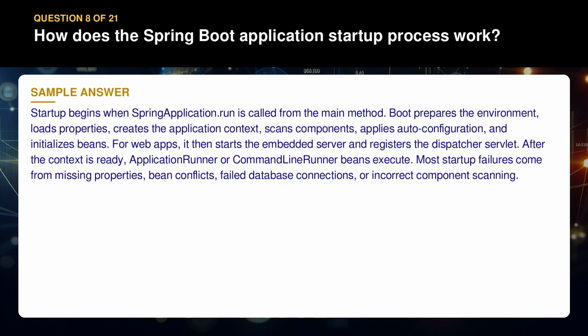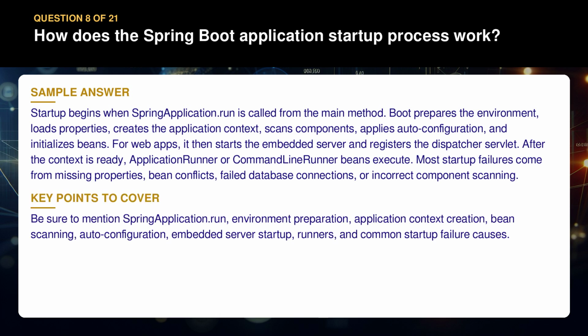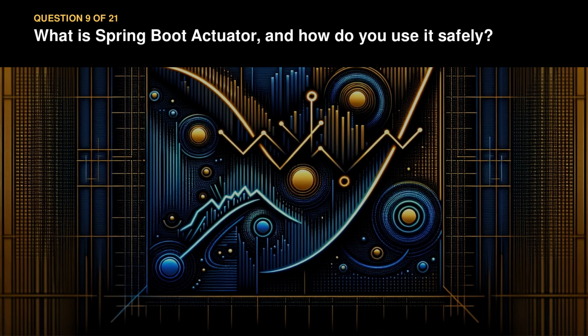After the context is ready, ApplicationRunner or CommandLineRunner beans execute. Most startup failures come from missing properties, bean conflicts, failed database connections, or incorrect component scanning. Be sure to mention SpringApplication.run, environment preparation, application context creation, bean scanning, auto-configuration, embedded server startup, runners, and common startup failure causes.